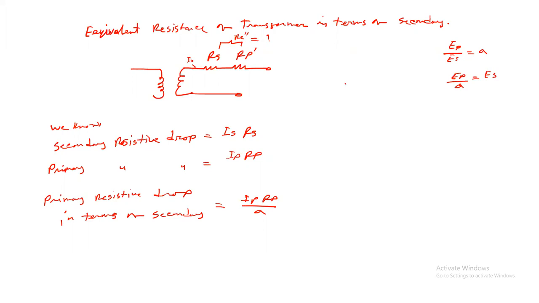Our transformation ratio, EP by ES equal to NP by NS.